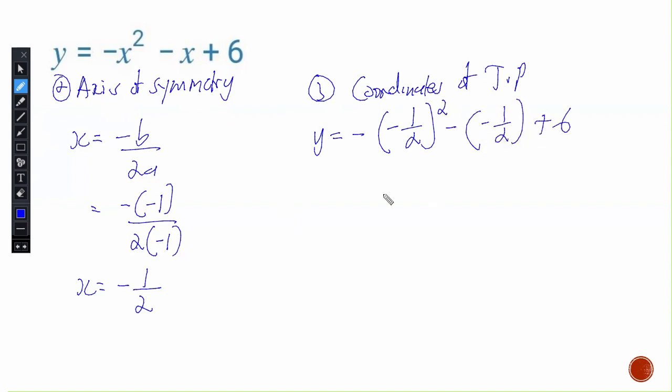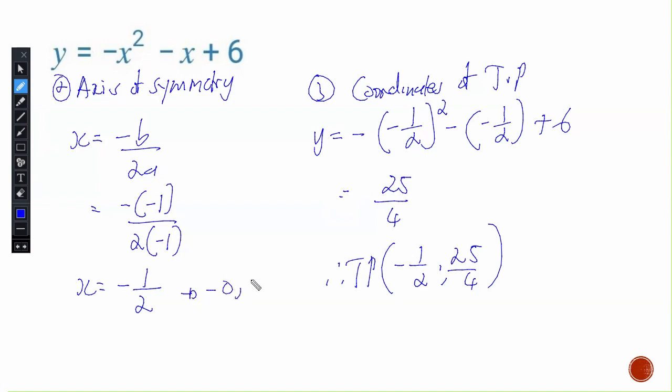So make sure that you punch it exactly as it appears in your calculator. Do not allow any mistakes. Okay, so we are getting 25 over 4. So your turning point is actually -1 over 2, 25 over 4. Now this can be written as -0.5 if you prefer it in decimal form.